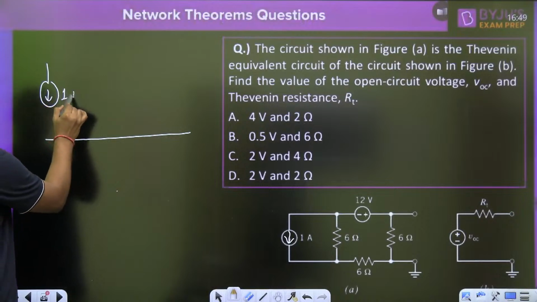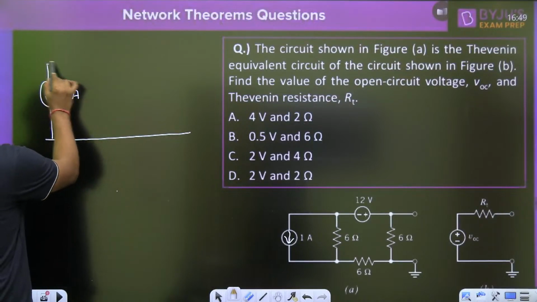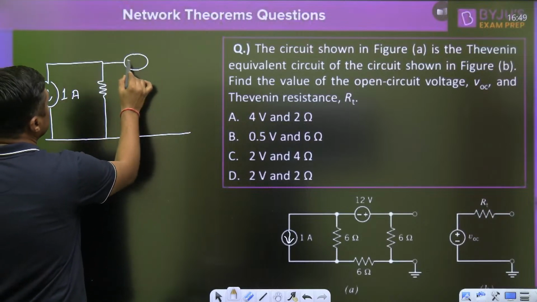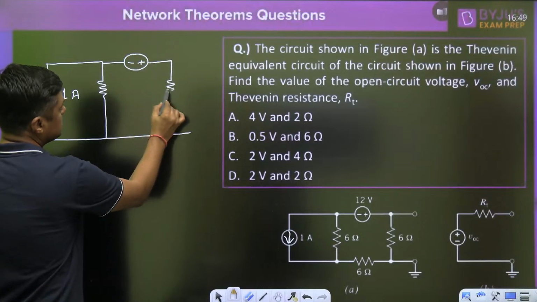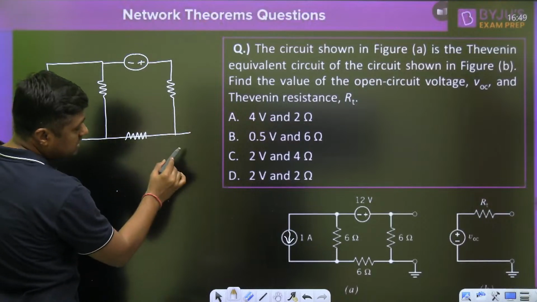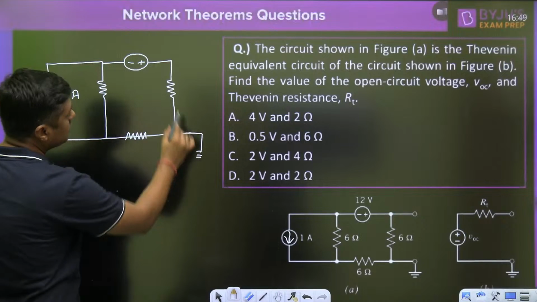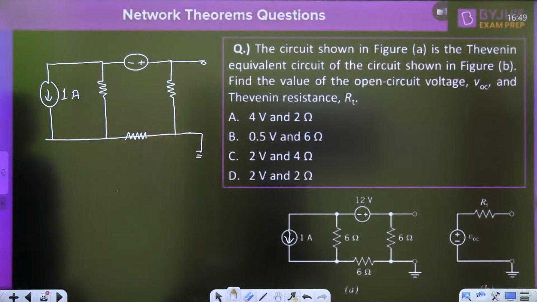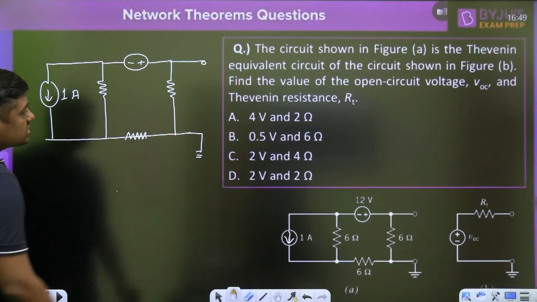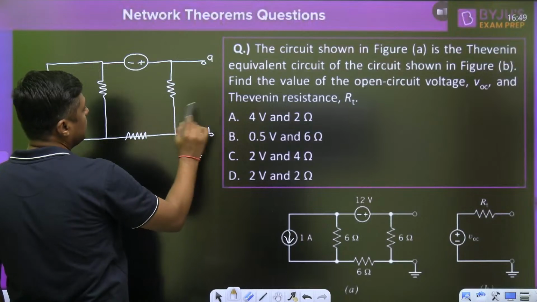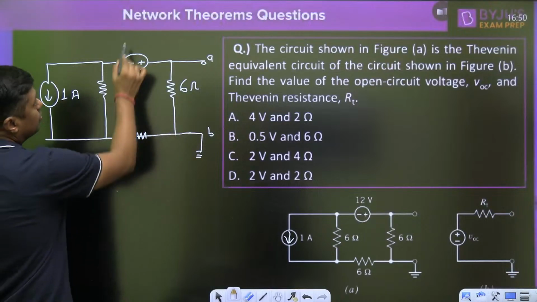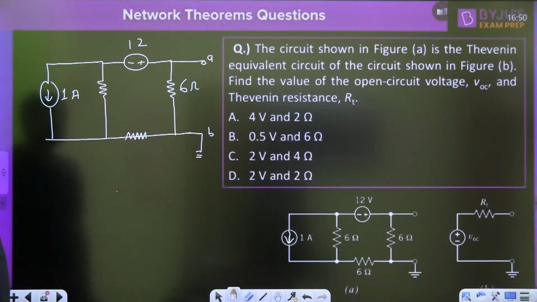This is the 1 ampere current source. Then this is the 6 ohm. This is 12 volt. 6. And 1 6 ohm is connected here. And that is ground is also given here. And you have a VOC and R1, means at this terminal A and B, you have to find the Thevenin's voltage and Thevenin's resistance. This is the 6 ohm and that is ground. 12 volt battery. No, this is the 6.